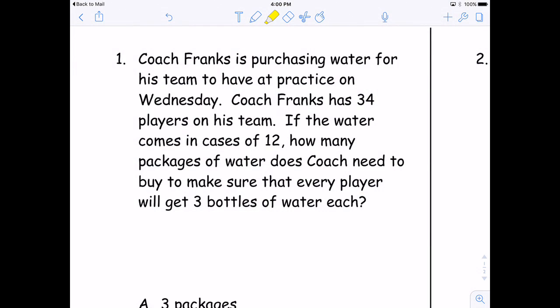Coach Franks is purchasing water for his team to have at practice on Wednesday. Coach Franks has 34 players on his team. If the water comes in cases of 12, how many packages of water does Coach need to buy to make sure that every player will get 3 bottles of water each? Okay, we want to know how many packages to be sure that every player will get 3 bottles of water each.